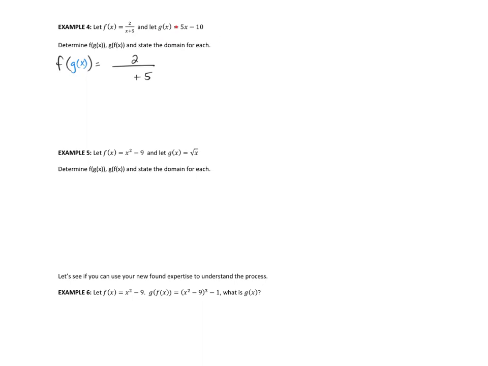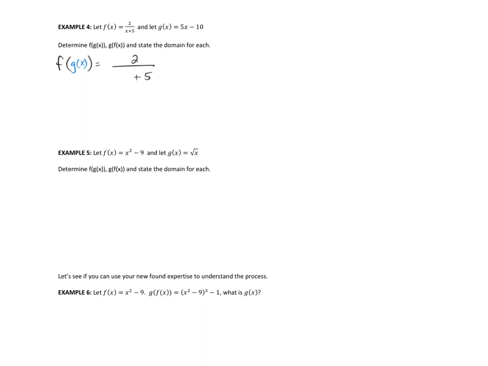So now that we have a rational function involved, we know enough to realize that rationals are where we have to concern ourselves with the potential of dividing by 0. For example, the domain of f would need to exclude any x values that are going to make the denominator 0, namely x equals negative 5. So the domain for f would be all real numbers except negative 5. Now that we're going to be inputting 5x minus 10 into this function, we'll need to take a look and see what our domain is.